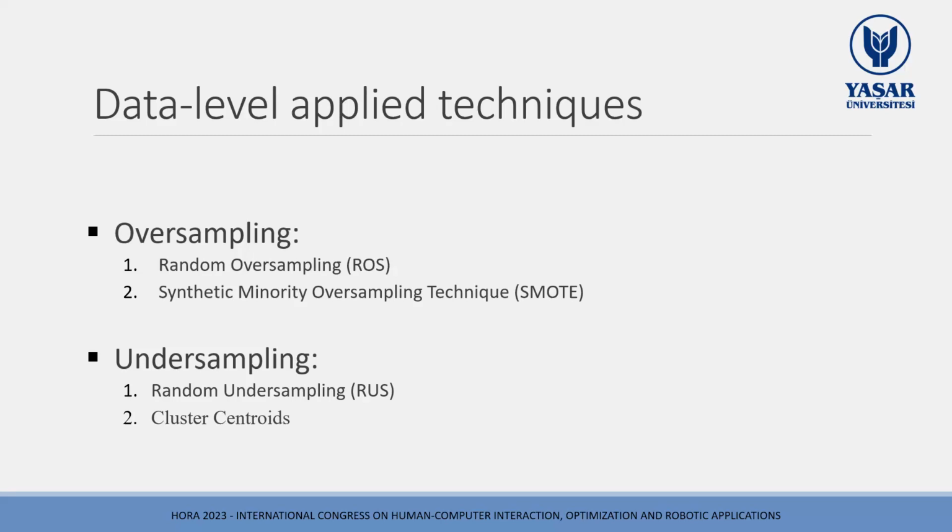Oversampling involves creating synthetic instances of the minority classes to balance data, while undersampling reduces the number of instances from the majority class. Within these categories, we will apply random oversampling and the synthetic minority oversampling technique, SMOTE. From undersampling, we apply random undersampling, graphs, and cluster centroids.